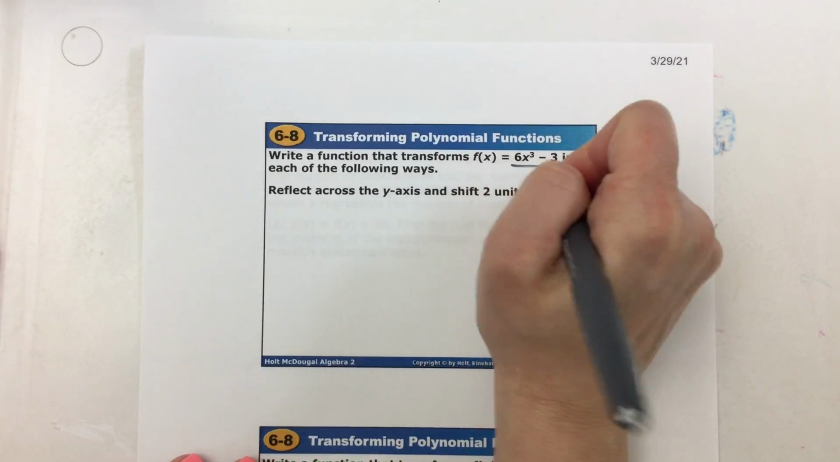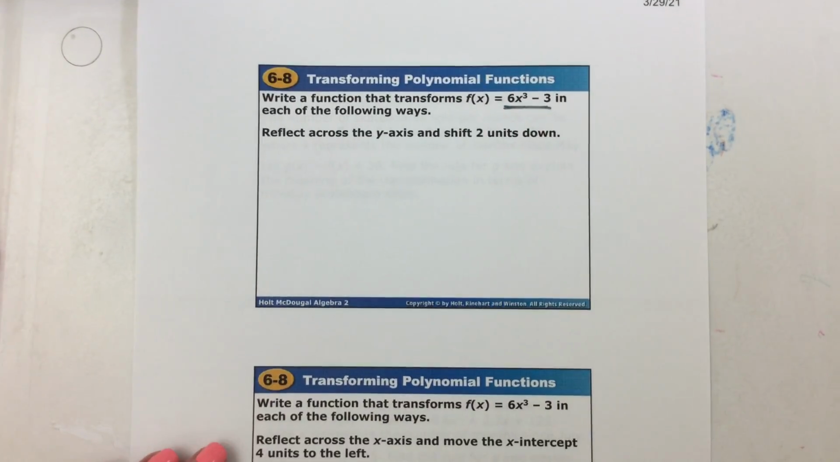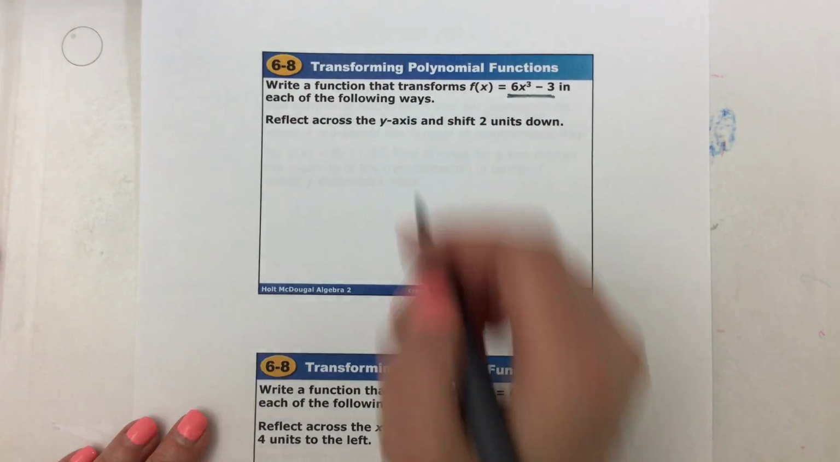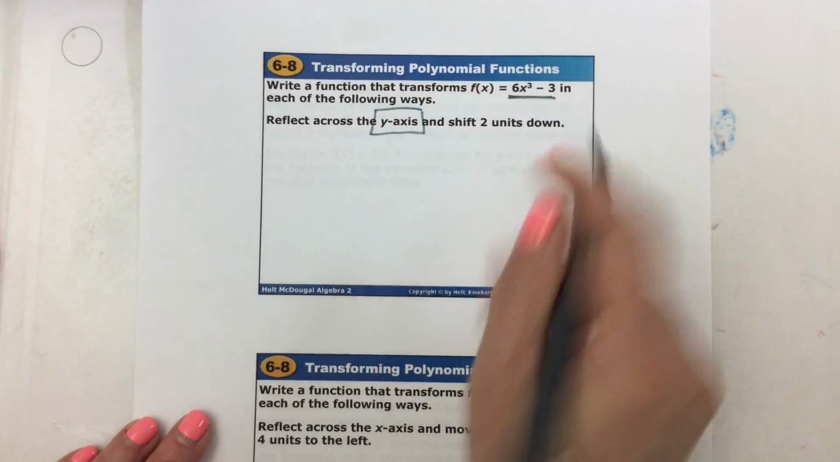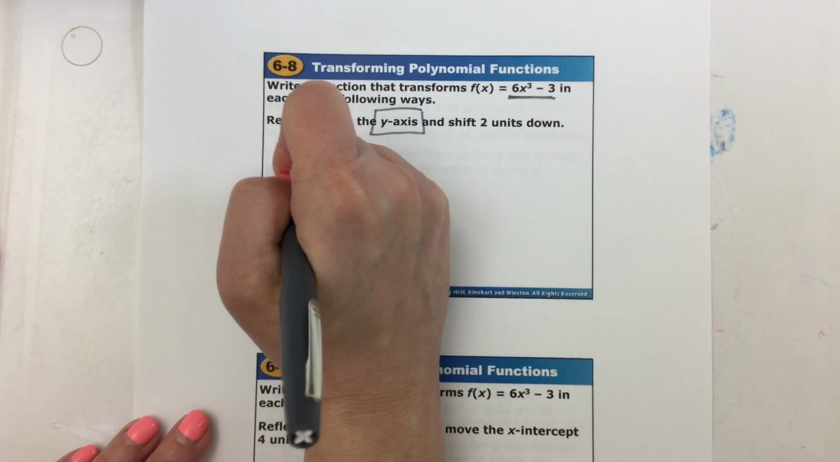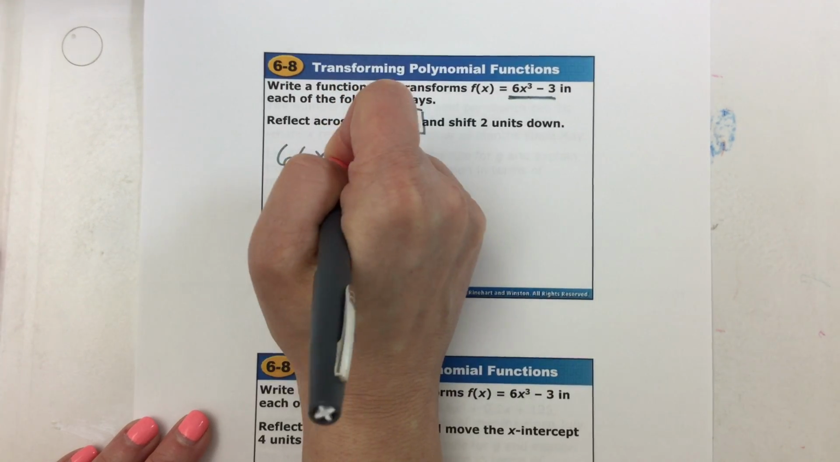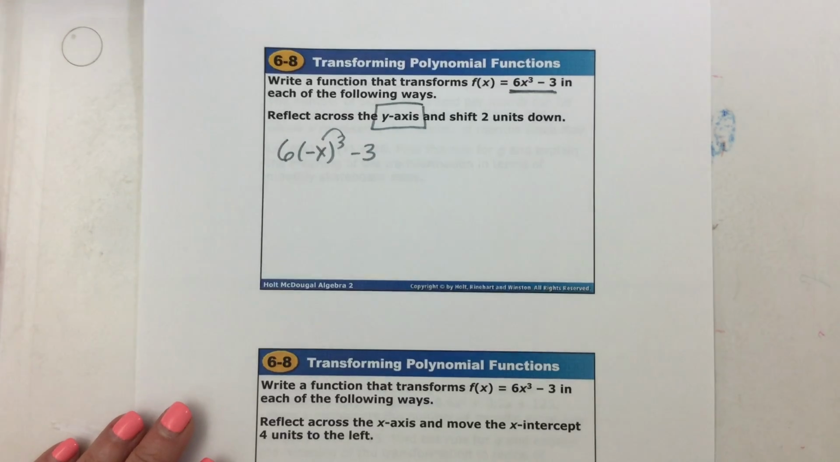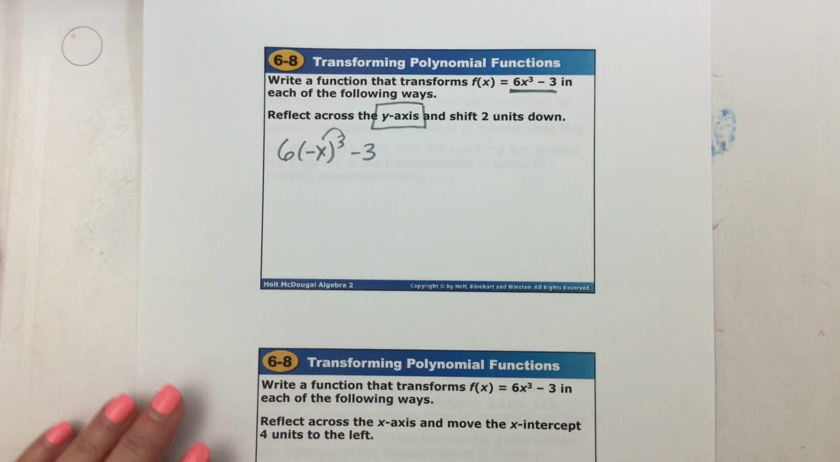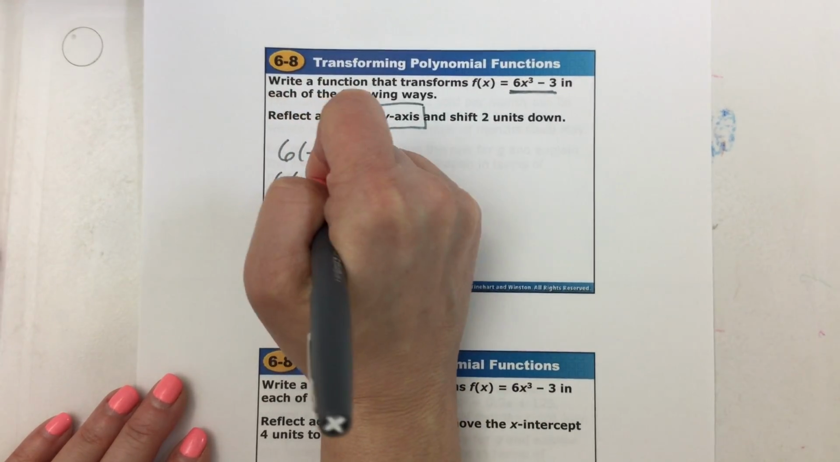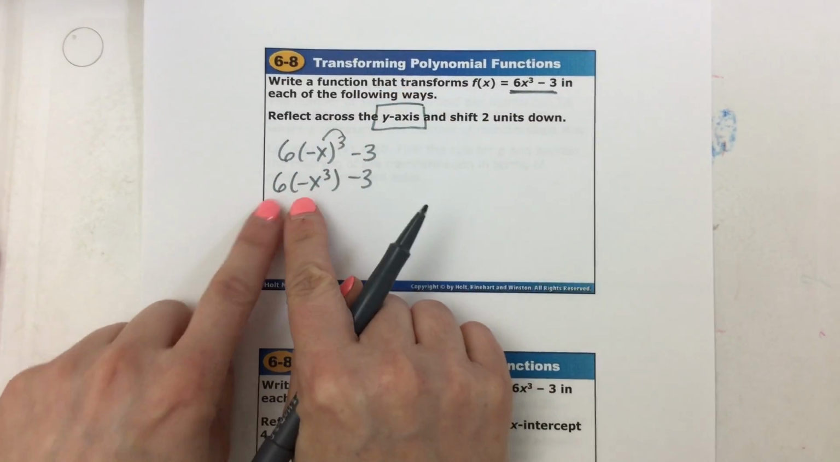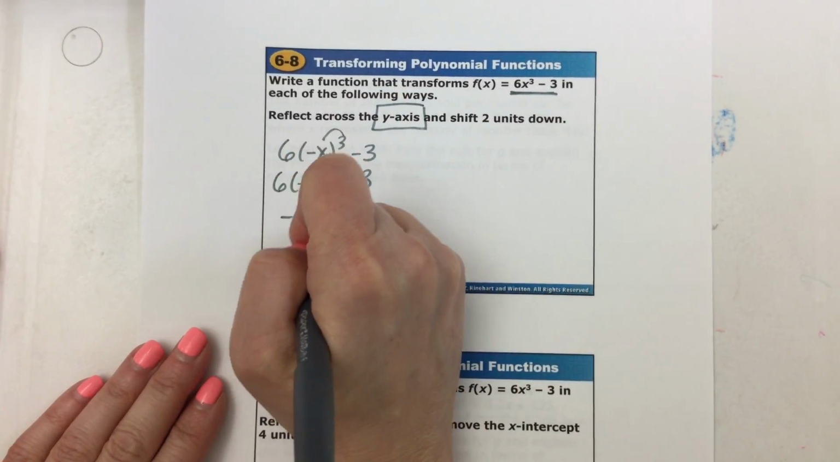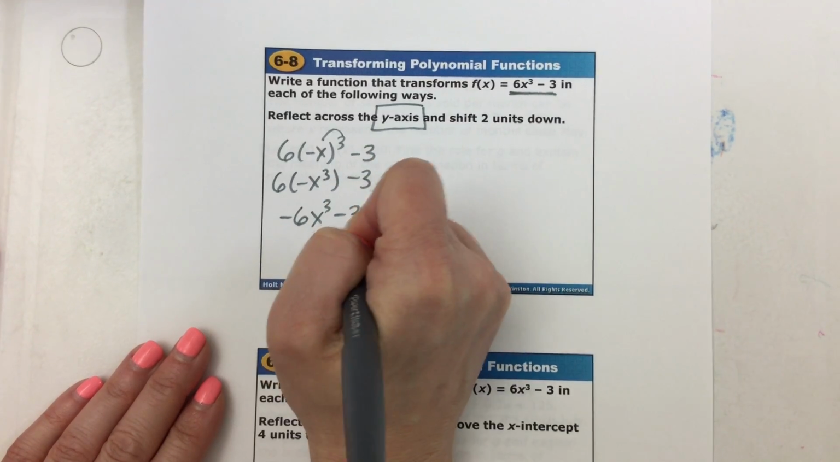Write a function, so we're taking the same one. What you have to do is just go in order. If I want to reflect across the y-axis, that means I'm changing all of the x's. So the x's become a negative x. Well, negative x times negative x times negative x is negative x cubed. So that's what this would end up being. 6 times negative x cubed, this is now negative 6x cubed minus 3.